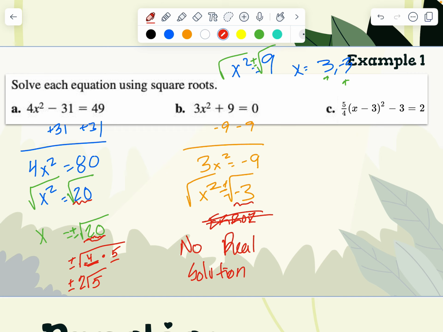Now in letter C, it's a little different. We have parentheses. We'll see how that changes things in just a minute. I'm going to add 3 to both sides. Now, one of the biggest mistakes that I see here is people try to distribute the 5/4 into the parentheses. We are not allowed to distribute here. Because it's squared, we'd have to square it first. So instead of trying to distribute, I'm going to multiply by the reciprocal.